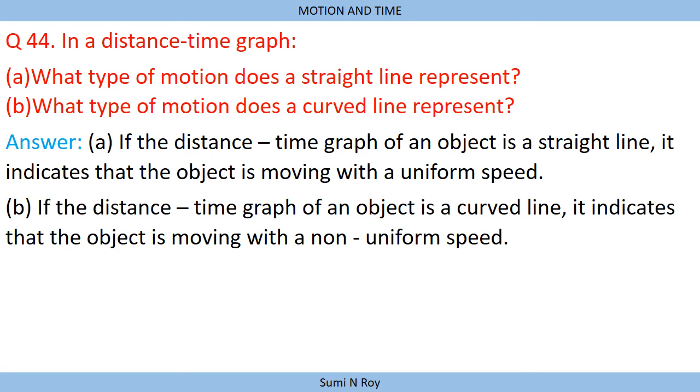Now next question is, in a distance time graph, what type of motion does a straight line represent and what type of motion does a curved line represent? So if the distance time graph of an object is a straight line, then it indicates the object is moving with a uniform speed. And if the distance time graph of an object is a curved line, then it indicates that the object is moving with a non-uniform speed.